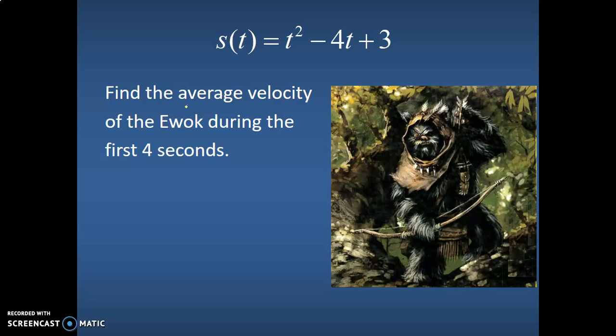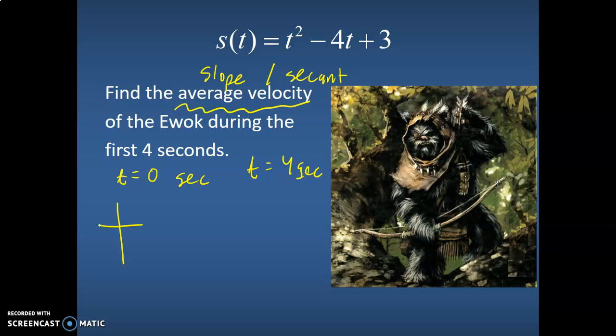All right, average velocity. Anytime we see average velocity, remember that we need to do a slope calculation, because we're just doing the slope of the secant line. So during the first 4 seconds, we just need to look at 2 points: when t is 0 seconds and when t is 4 seconds. I like to make myself a little chart, in this case a t, S of t chart. If I plug in 0, I get 3. We already knew that one. If I plug in 4, 4 squared minus 4 times 4 plus 3, 16 minus 16 is 0, so I get 3.